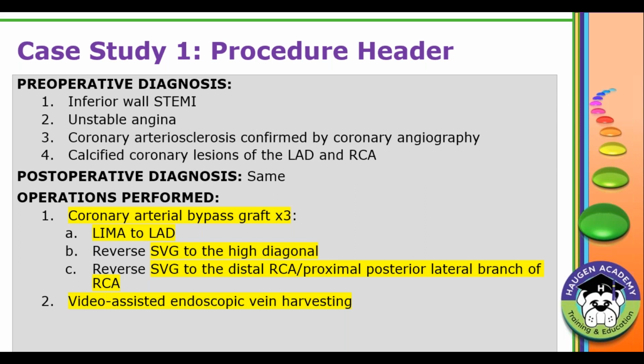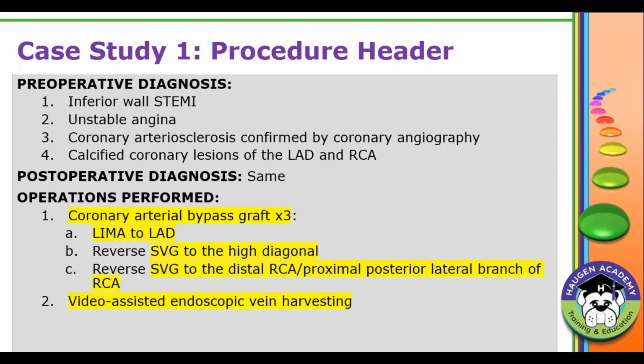I did reprint these exactly as they were, so some of the slides don't have highlights on them. But if you're a coder purist like me, you want to see the whole op report. So the procedure header in case study number 1, and we never code from the procedural header, but it's always nice to have a heads up of what we're about to get ourselves into.